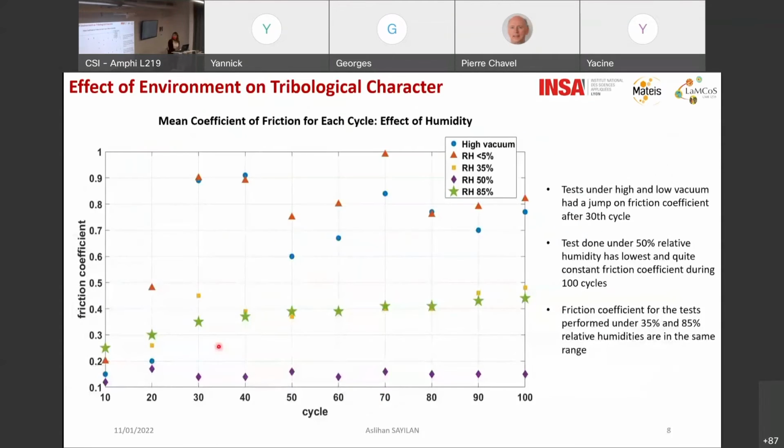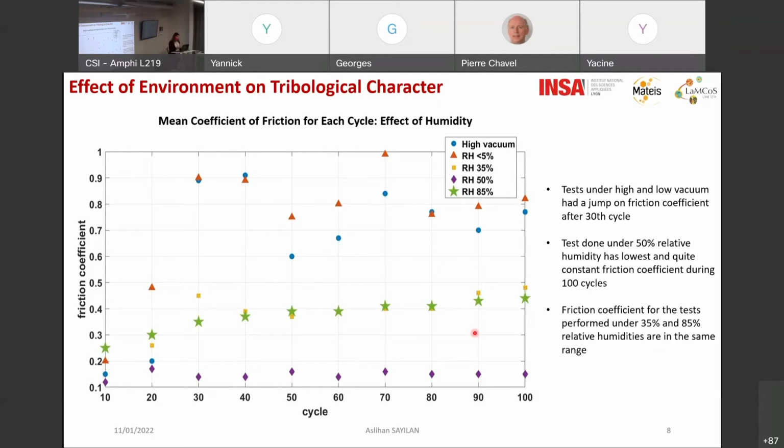And as I said, we also analyzed the behavior of the wear track under different environments. And we have seen that the humidity has a kind of effect on the friction coefficient. For high vacuum and low vacuum tests, we had a relatively higher friction coefficient by comparison to the humid mode tests. And also for the 50% of relative humidity, which was quite interesting for us, the friction coefficient was the lowest.